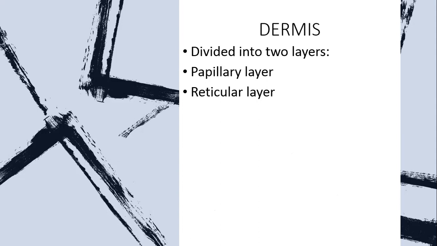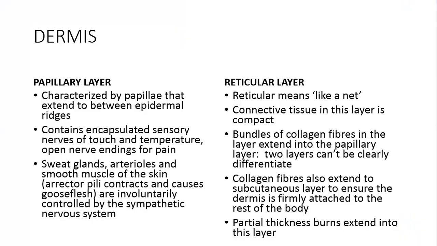So the dermis itself is divided into two layers. This is just for interest's sake, the papillary layer and the reticular layer. If we look at the papillary layer, it's characterized by papilla that extends to between the epidermal ridges. It contains encapsulated sensory nerves of touch and temperature and open nerve endings for pain. Sweat glands, arterioles, and smooth muscles of the skin are involuntarily controlled by the sympathetic nervous system.